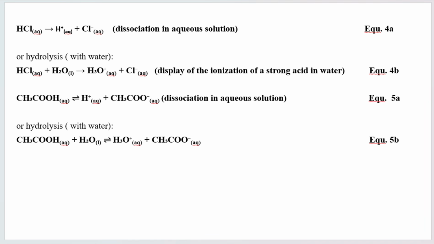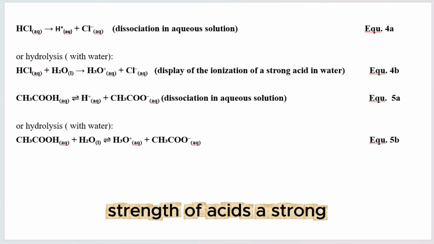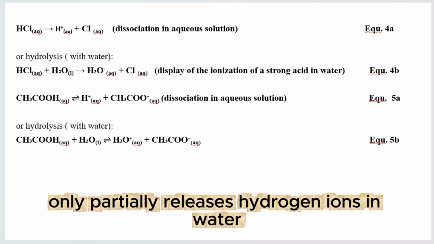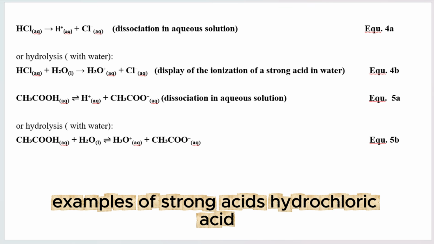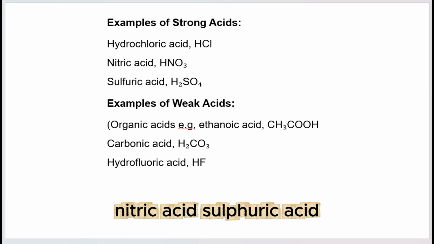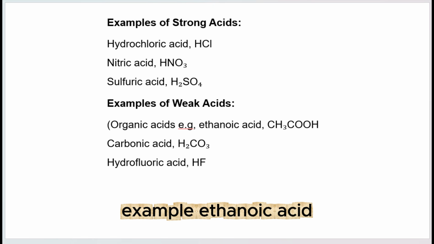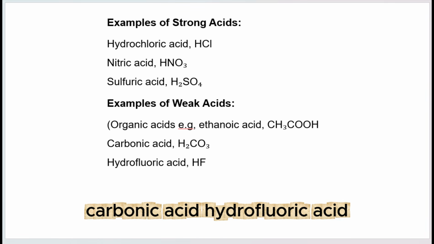3.1. Strength of acids. A strong acid completely releases hydrogen ions in water. A weak acid only partially releases hydrogen ions in water. Examples of strong acids: hydrochloric acid, nitric acid, sulfuric acid. Examples of weak acids: organic acids, for example, ethanoic acid, carbonic acid, hydrofluoric acid.